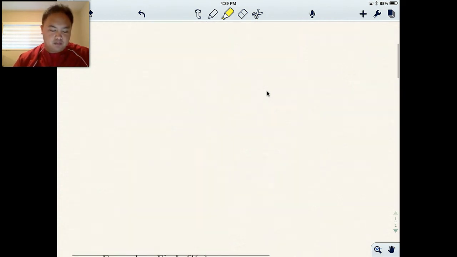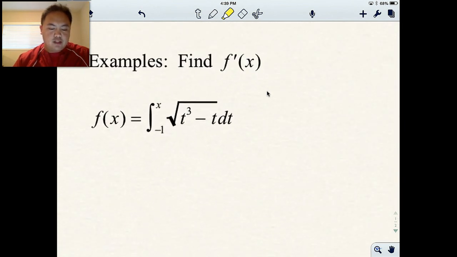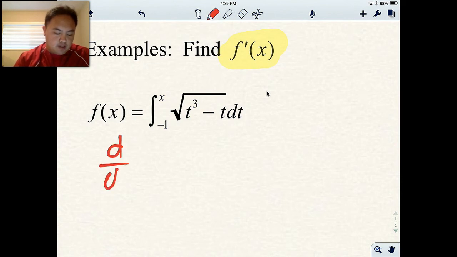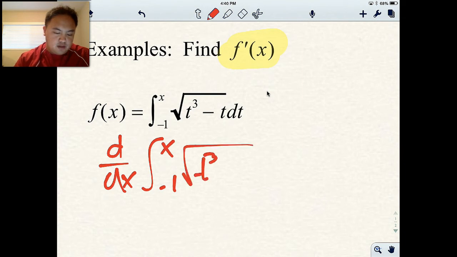bit more sense. So if we look at the first example here, all of these we're trying to find the derivative of the antiderivative. So it says here find the derivative, and I'm trying to find the derivative of the antiderivative. Okay, so it looks something like this: d/dx of the integral from negative 1 to x of t to the 3 minus t dt.